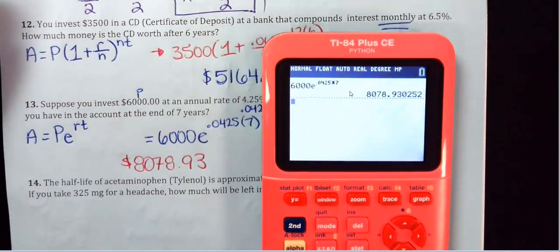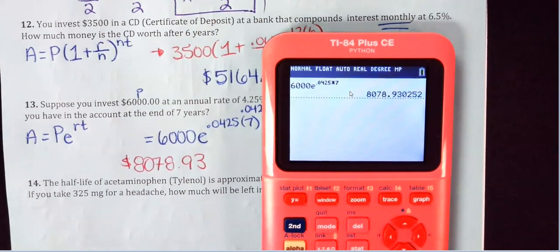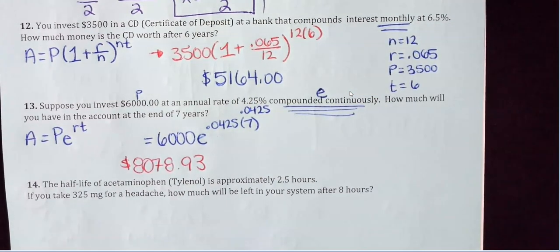$8,078.93. A lot of these questions you can just type into the calculator. It's just a matter of knowing which formula you want to use.